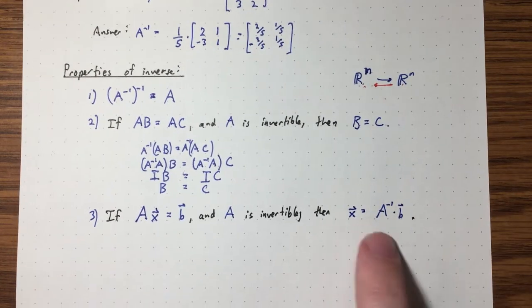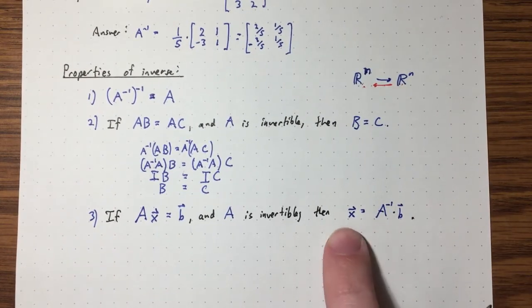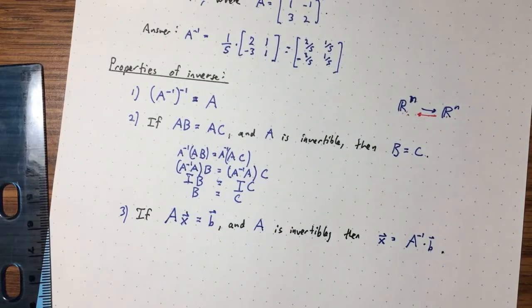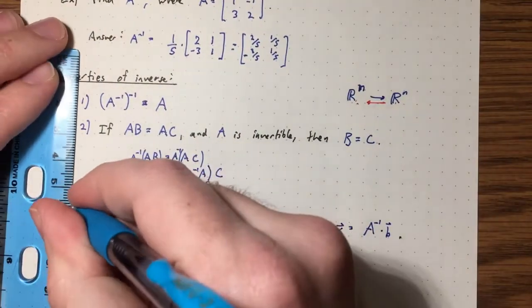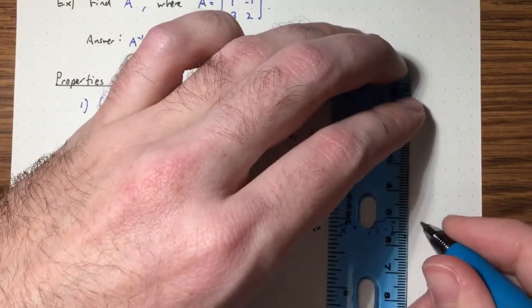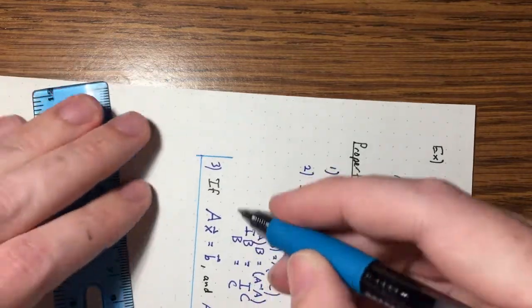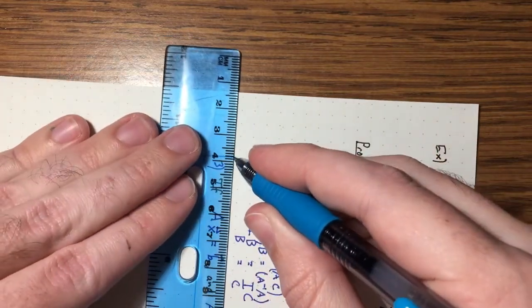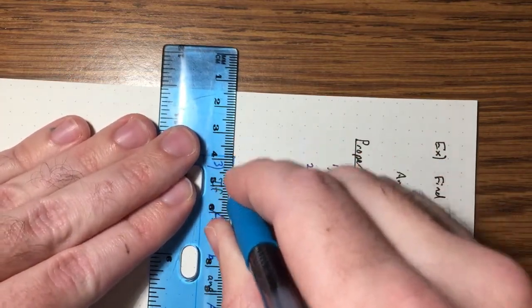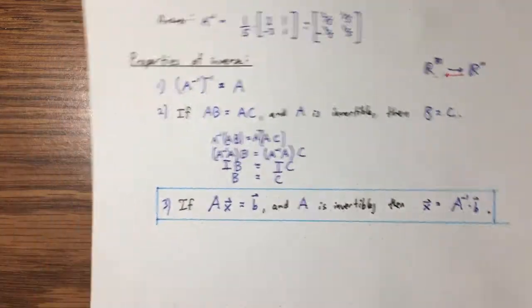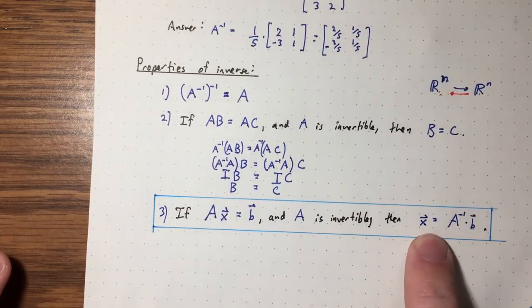That's cool. So that would be the solution to my system of equations, right? I'm going to put a box around this one. This one's very, very important. So if our matrix, the matrix holding the coefficients of the system of equations, is invertible, then I can write down the solution.